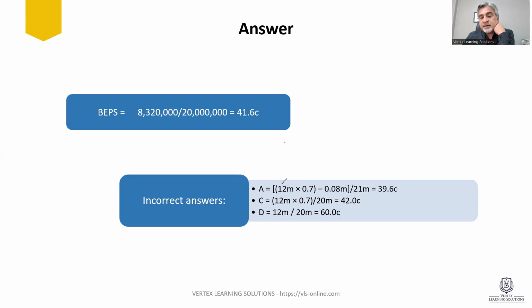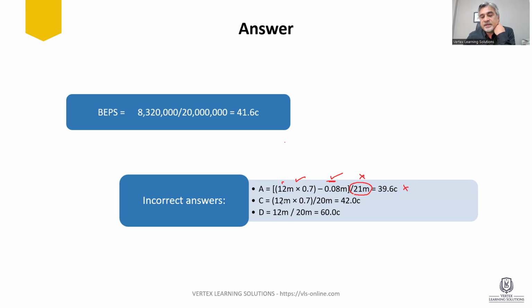So 12 million into 0.7, this is correct. 0.7 means that 30% tax you take out, whatever is remaining is 70%. And then you subtracted the preference dividend. This is also correct. But you divided with 21 million, which means that you included ordinary share plus preference share. This is wrong. You don't divide it with 21. You have to divide with 20 million. So this option is wrong.